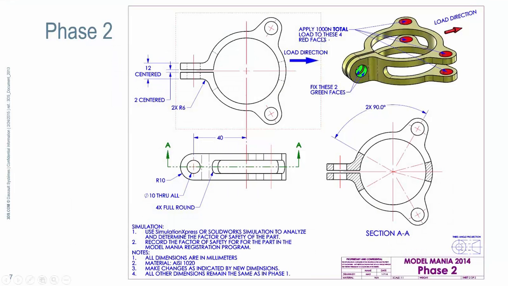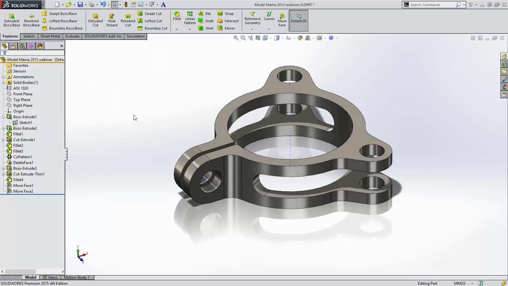So now we need to run a simulation and calculate the factor of safety for this part. We need these 2 faces right here to be fixed, and a 1,000 total load on these 4 red faces, and it gives you the load direction. So let's walk through how to do that.